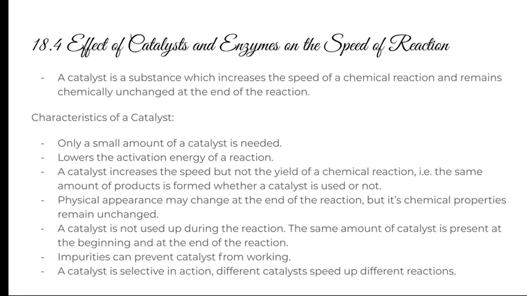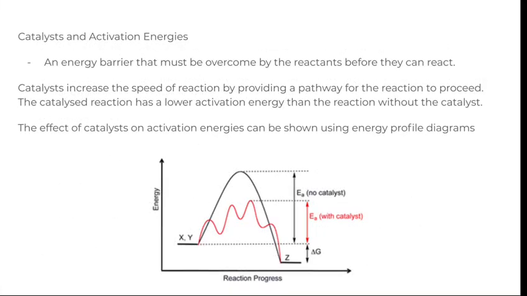Next, impurities can prevent catalysts from working. We say that the catalyst is poisoned or inactivated by impurities. Lastly, a catalyst is selective in its action. This means one catalyst cannot act on or speed up all types of reactions. Different catalysts speed up different reactions.